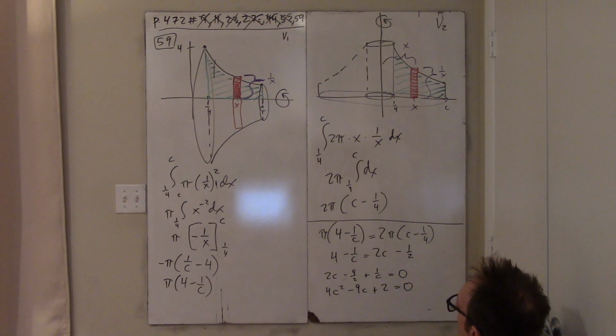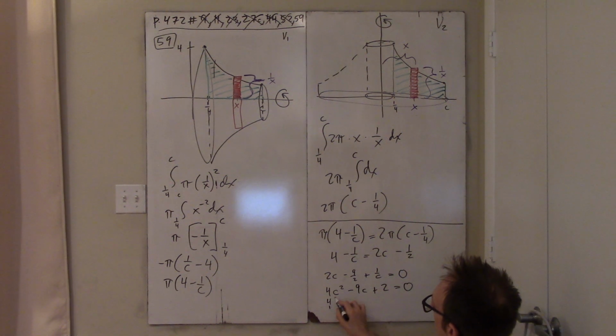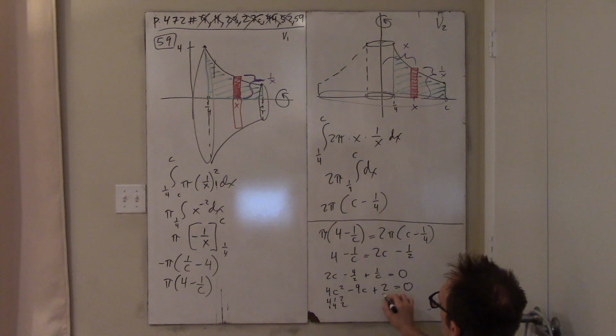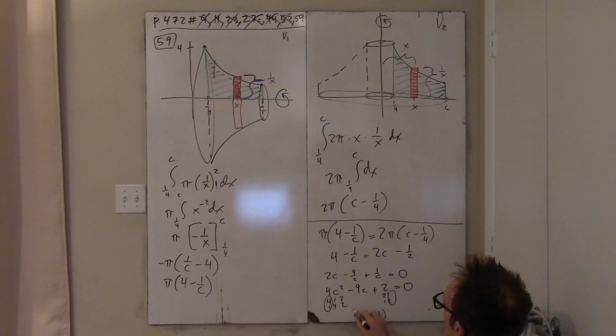Okay, so I hope this factors. Does this factor? 4, 1, 1, 4, 2, 2, 2, 1, 1, 2? Is it just obvious what to do? Yeah, 8 and 1. So that's 4c minus 1 and c minus 2. And this is just minus, minus.